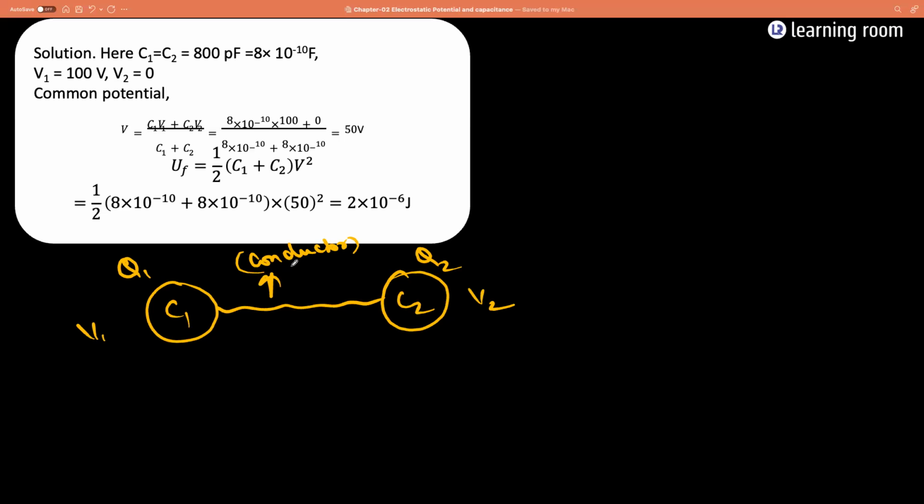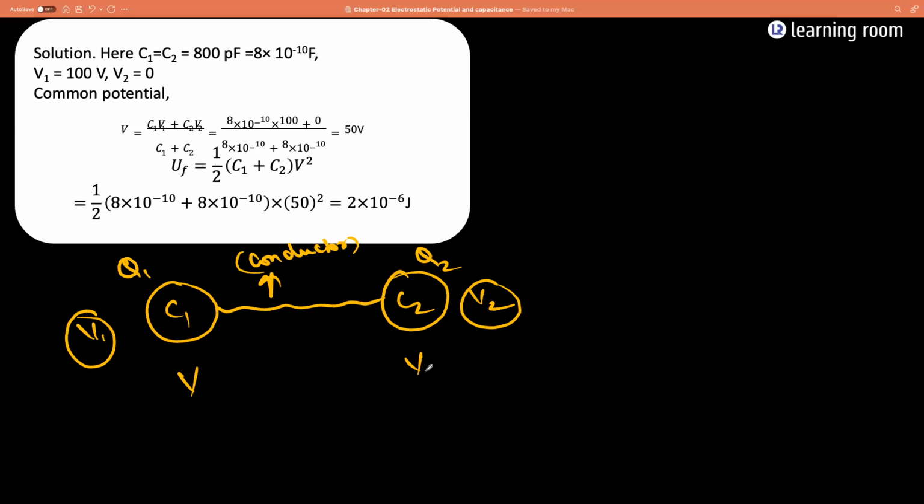When I do that, the potential of both will not be the same anymore. It will not be V1 and V2 anymore. When will redistribution take place? When there is a potential difference. So the redistribution will take place till this and this have the common potential V. Am I right? Yes, sir.